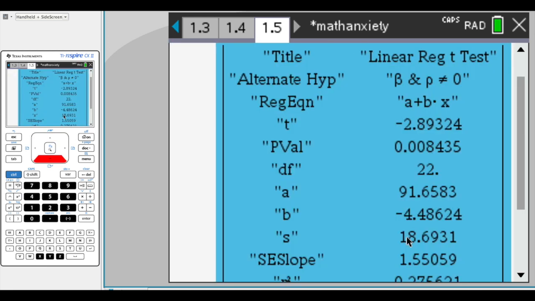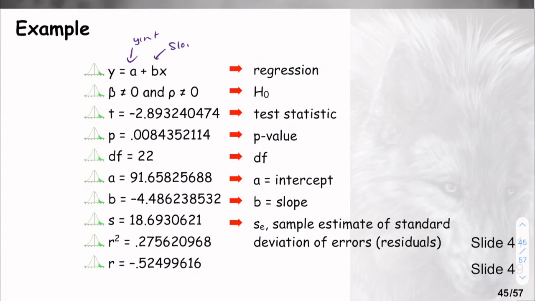So let's look at this. It says what our regression equation is. So we have a plus bx, where a is the y-intercept and b is our slope. And then we have what was our hypothesis test that we ran. So it gives us our alternate hypothesis saying that they are not equal. So both our population slope and our correlation coefficient. This is beta, again, B for beta. And this little symbol is rho, for correlation coefficient for our population.